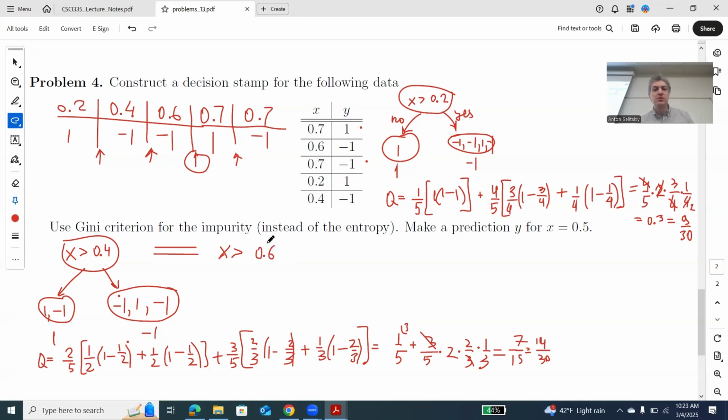So what about 0.7? The last threshold. Oh, actually, wait a second.